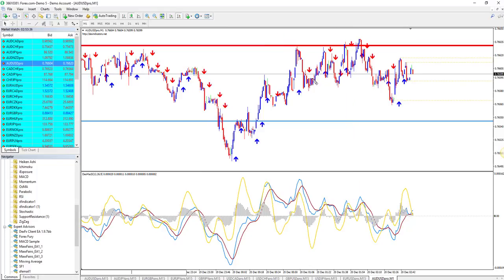So the idea here is to not just blindly follow every single signal and hope for the best. It is to pick out the gems, the big boys, the ones that we know are going to produce because it has validation. It has room to move and work on. And it doesn't give us conflicting information.